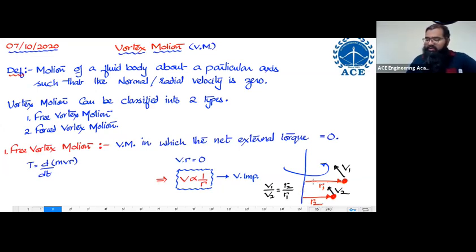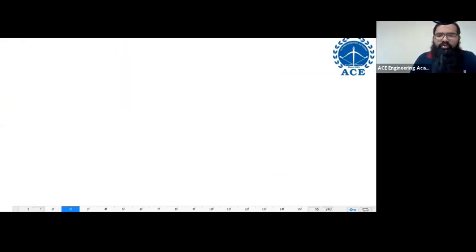That means as you go farther from the center, this is the central axis, as you keep going farther from the center, the velocity keeps on reducing. This is regarding the concept of free vortex motion. Apart from this, you also have to remember some more points regarding free vortex motion, and that is, in the case of free vortex motion, the flow is supposed to be rotational.